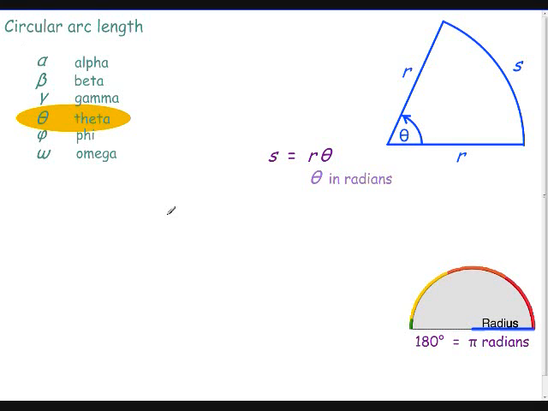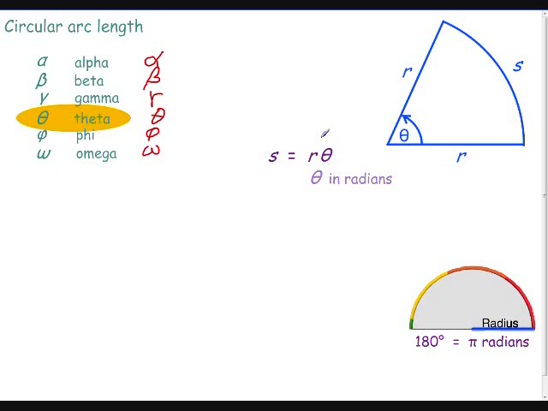We're going to talk about circular arc length. Before we do, I just want to speak a moment about how we name our angles. We can use alpha, a Greek letter, beta, we love Greek letters in mathematics, gamma, theta, which we've already talked about, phi, and omega. So any of these may show up. I usually use theta.